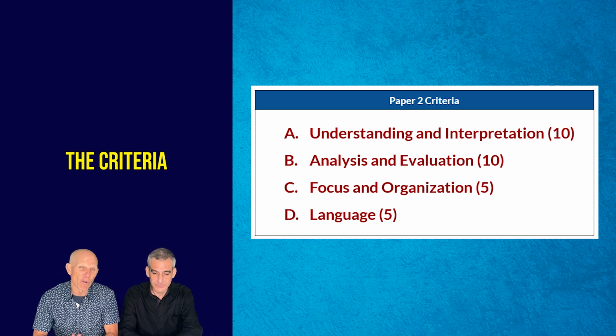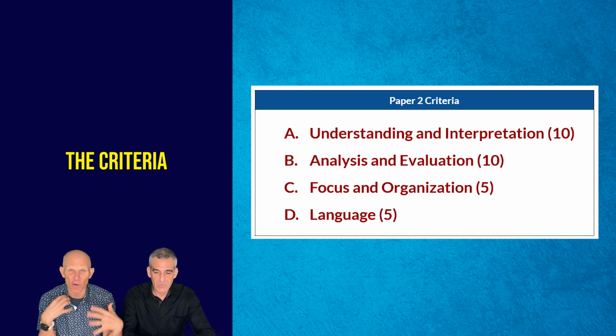Then we think about language. We want to be scholars. We want to be good writers. We want to use effective vocabulary, and that's important, and grammatical accuracy.